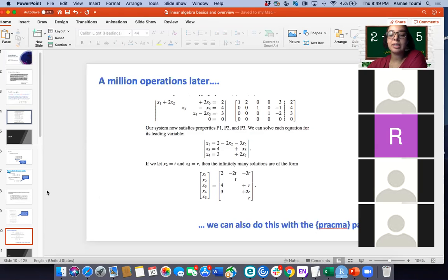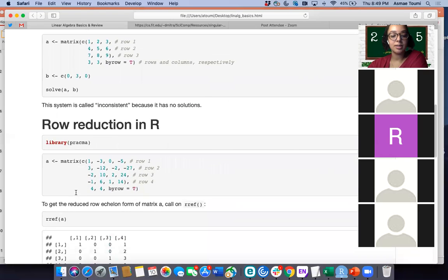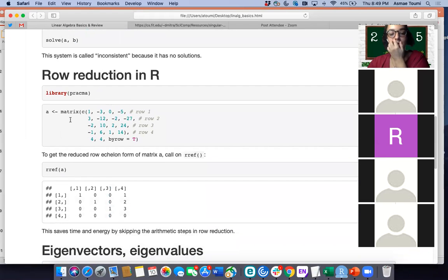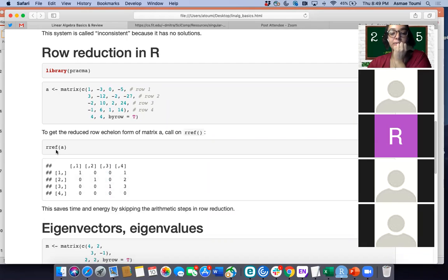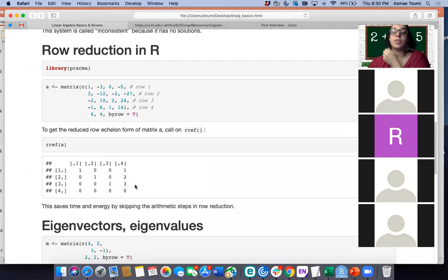If we were doing this on pen and paper, this would have probably taken, I don't know, 10-ish minutes if you're inexperienced and haven't done much linear algebra in the past. I know I was getting quicker with them during the class, but R can do this for you. It can get it to this form, and you can use the pracma package to do so. This is the same matrix that was in the slides. When you call RREF, which is row reduced form, it gives you that same cleaned up matrix that fulfills all three properties. This could save you a lot of steps, but also make sure that your work is correct.